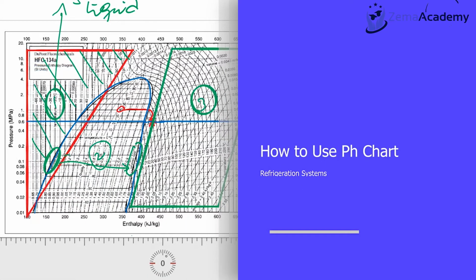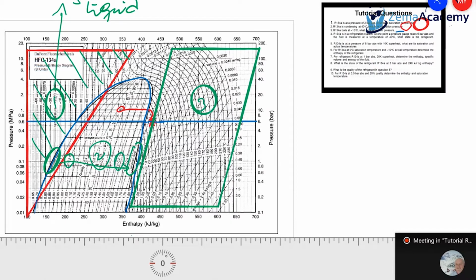So for instance, if we take x = 0.2, that means at that point it is 80% liquid and 20% vapor. And if we take that value here, it tells us at that point we have 80% vapor with very few drops of liquid. Okay, so that's the second region.